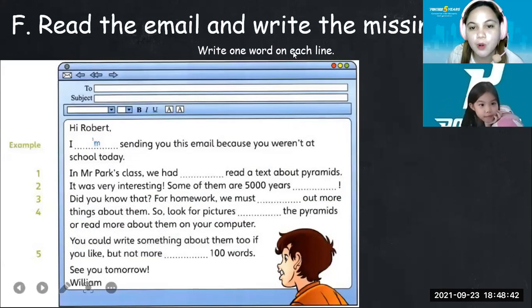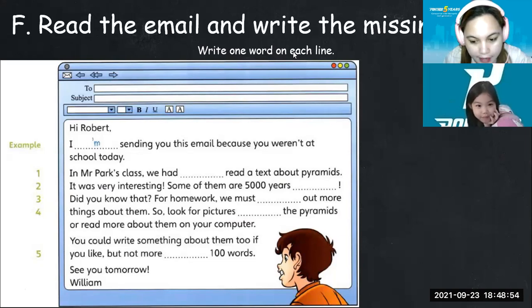All right, so this will be your homework for tomorrow, Huang. Read the email and write the missing words, okay? So again, this will be your homework for tomorrow. All right, Huang? All right. Wait a minute. I will just share screen. Print the screen. All right. So I'm going to send it on our Zalo.